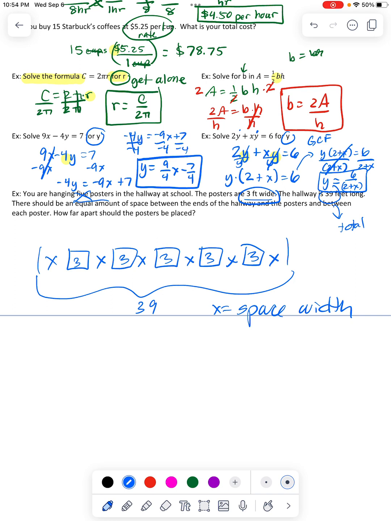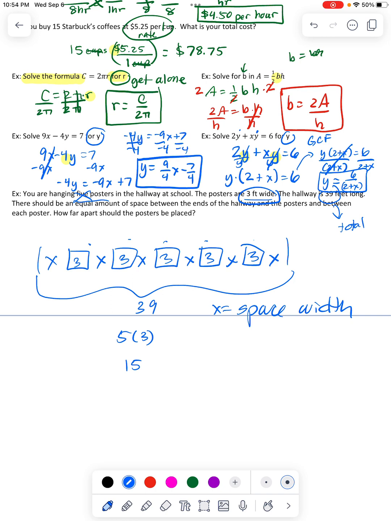So look at that, think about it, and then don't make it harder than it is because you can create a situation. Total means you are going to add them up. Like if you're trying to figure out your total money, you got to add it up. So I have 1, 2, 3, 4, 5 posters, and they're each 3 feet wide. That is using up 15 of my feet.